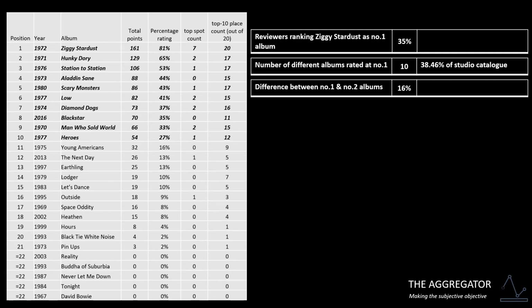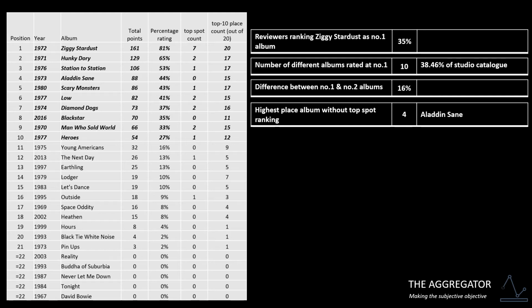So looking at the difference in rating between the #1 and #2 albums, so 16%, the difference here between Ziggy Stardust and Hunky Dory. So that's really quite a clear victory for Ziggy Stardust in the end. However, this is likely to be a less revealing statistic, but one that really just simply reveals the strength of affection for the #1 album of the artist concerned.